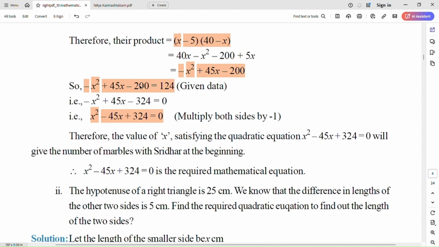So we will write an equation like this. Simplified, what you will get is minus x square plus 45x minus 200, which is equal to 124. So you take the constant term to one side. This is the final simplified equation, and this is a quadratic equation because it has an x square term.